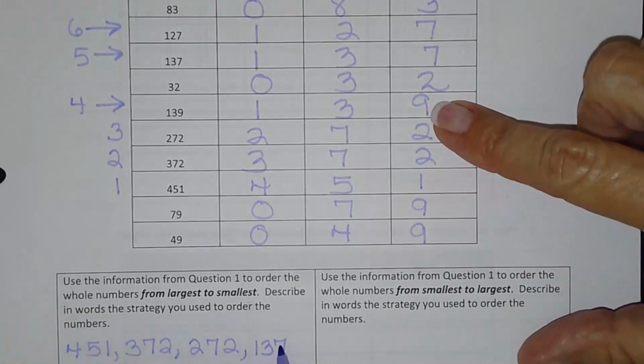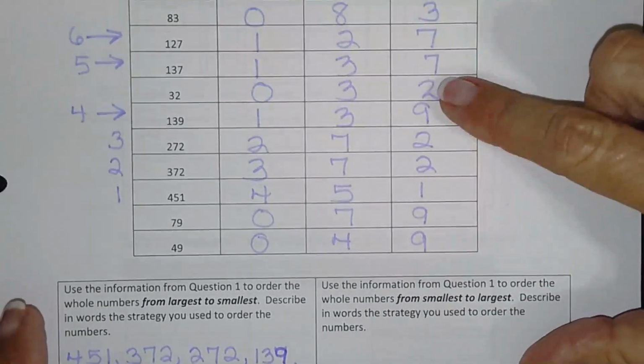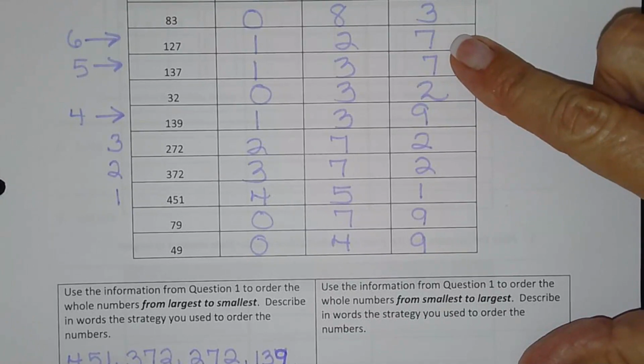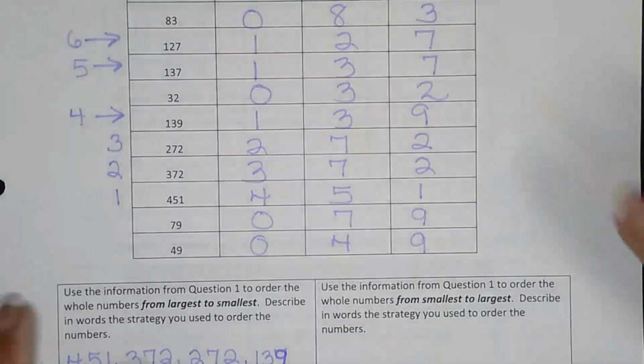Whoops, I wrote 7 and I'm pointing to 9. So 139 is 4. 137 is the 5th largest. And 127 is the 6th. Okay, so all of those are done.